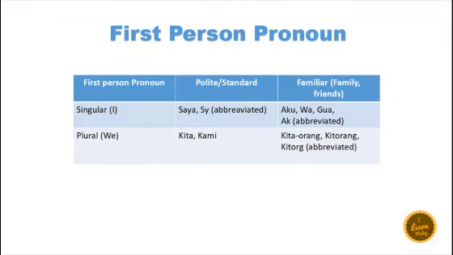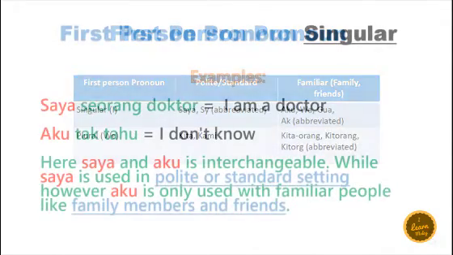Orang means a person. I can say that I think my parents don't use this term. I hardly heard them using this word kitorang. I think most probably because my origin is from Johor, which is the southern part of Malaysia on the west side. My parents, they use kita.